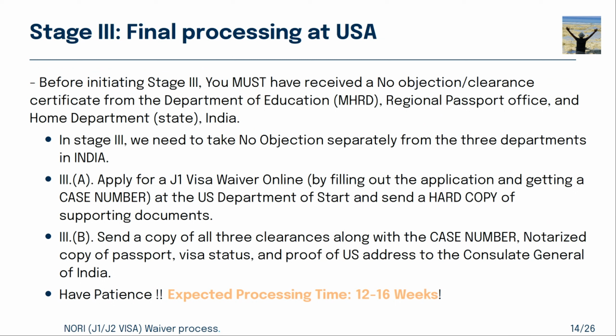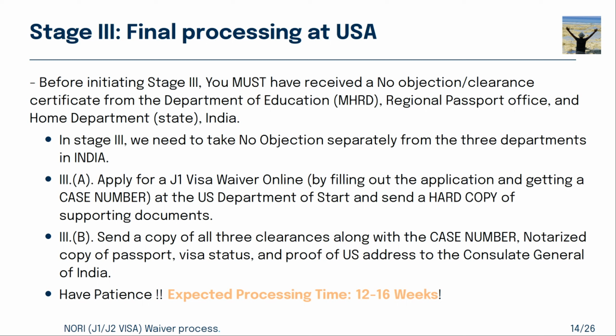So again, I'm just clarifying. First, you have to go to the USICS website, and there you have to apply for the waiver online. They will ask you some details about your passport number, name, date of birth, and address, and then you have to fill certain forms, and then they will generate one case number, as well as one PDF. Once you generate your case number from the USICS, you have to wait now. That case number you have to send to your Indian embassy, right?